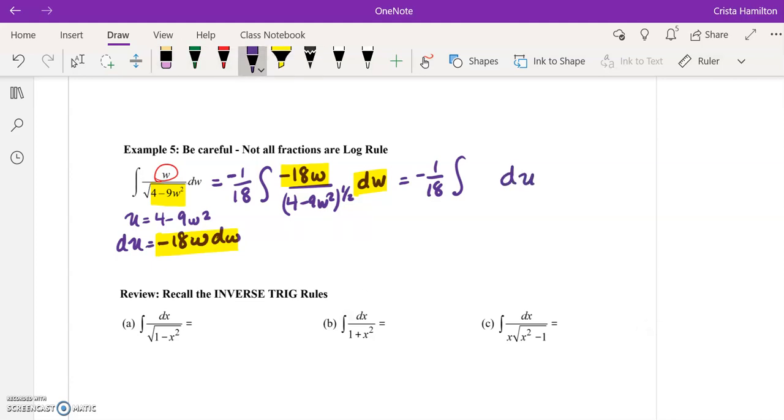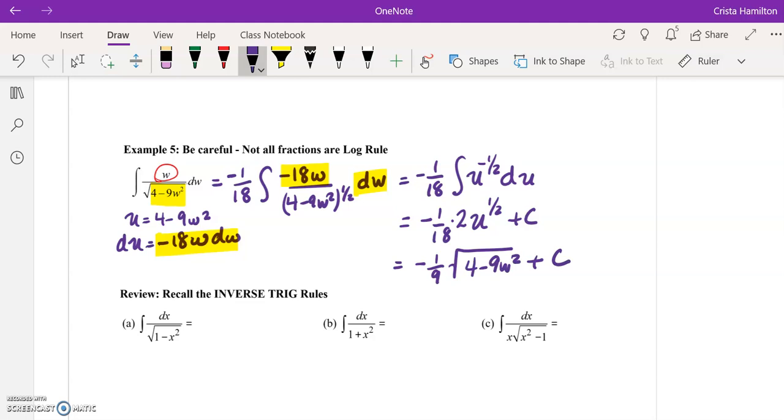And this u in the bottom to the 1/2 is really u to the negative 1/2. So this one was a power rule, not a log rule when we were looking at it. The antiderivative of u to the negative 1/2 would be u, add 1 to the power, 1/2, divide by the power is the same as multiplying by 2, plus c. Then I'm just going to simplify negative 1 over 9 and put my square root back in and put my u back in, 4 minus 9w squared plus c.